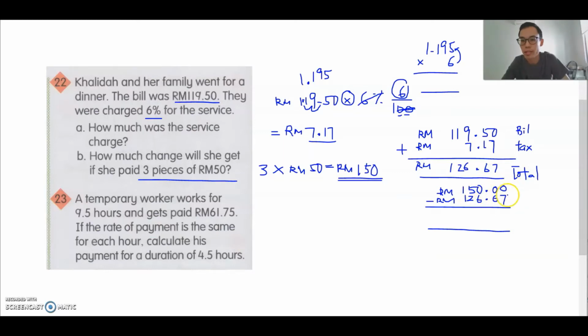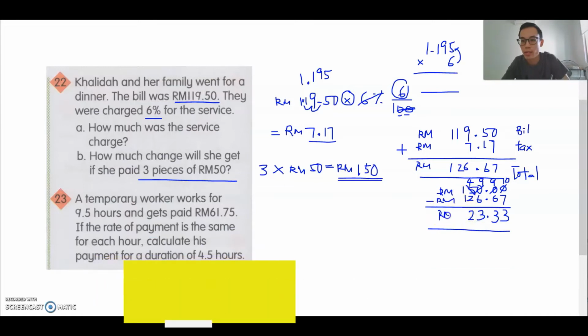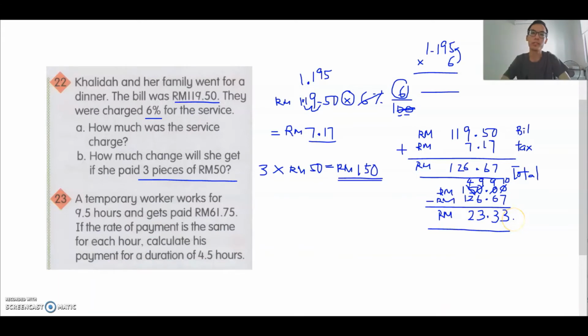So you have to minus 0 minus 7. So not enough. So we borrow from 5. So 5 becomes 4. The middle 0, 0 yang tengah-tengah ni semua dapat 9. They all get 9. And then the last 0 dapat 10. Okay, 10 minus 7. 9 minus 6. 9 minus 6. 4 minus 2. 1 minus 1 is nothing. And then unit RM. So the balance she got is 23 ringgit and 33 cents.